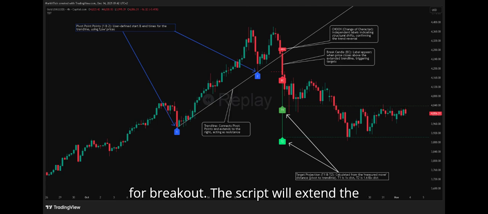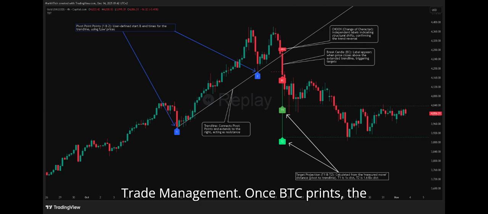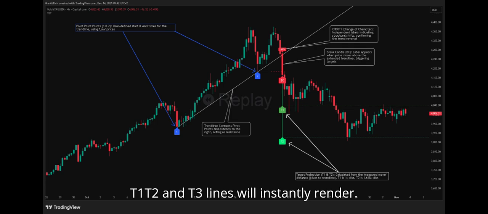Monitor for breakout. The script will extend the line. Wait for a BC label to appear. Trade management. Once BC prints, the T1, T2, and T3 lines will instantly render. These can be used as potential take-profit zones or areas to tighten stop losses.